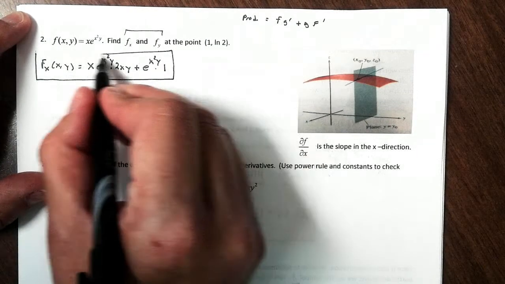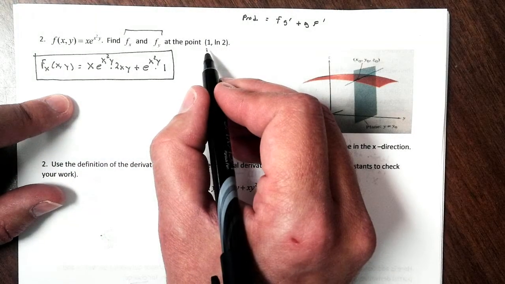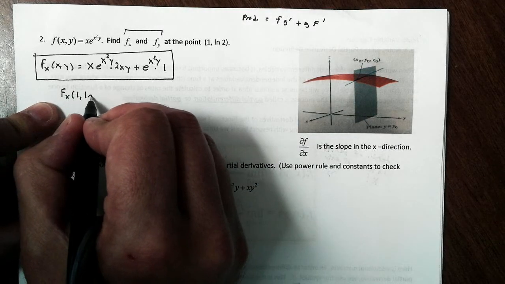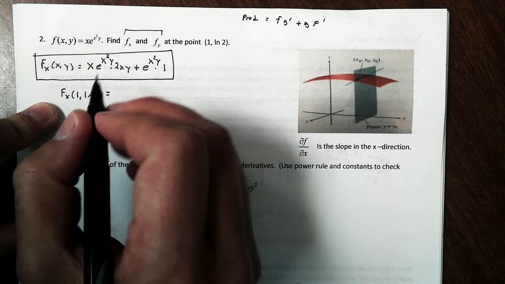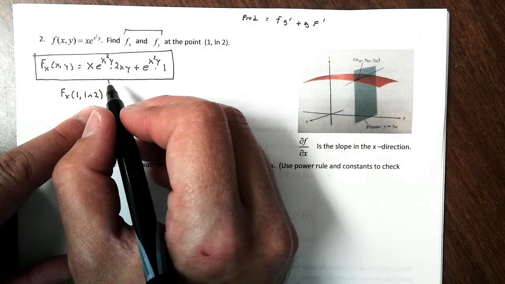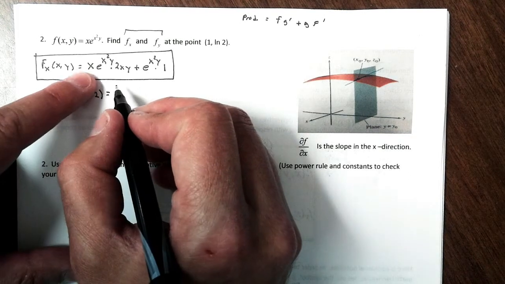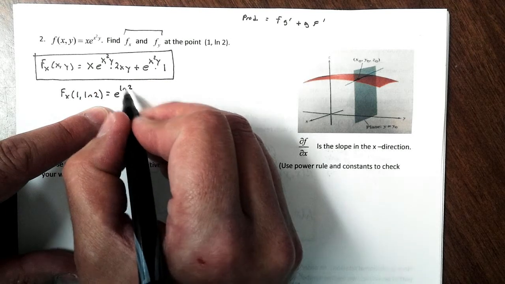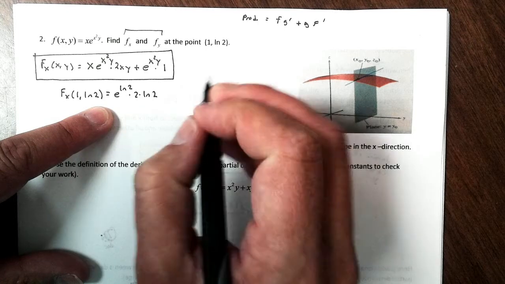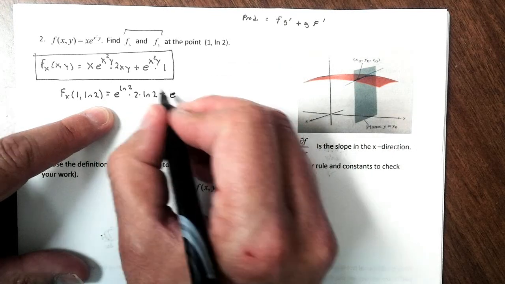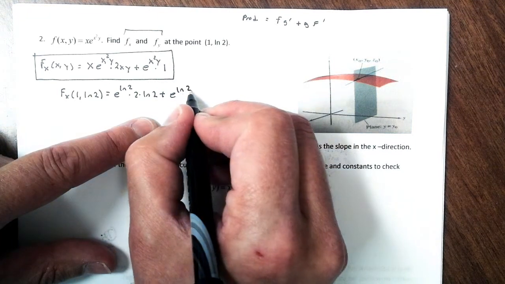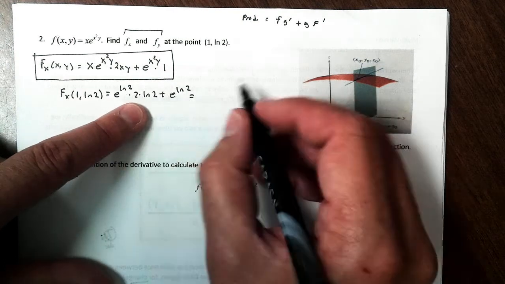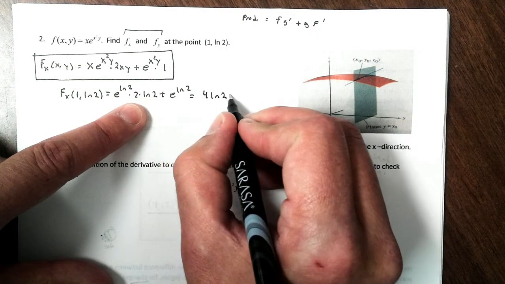That's pretty nasty. Okay? They do want me to find the slope at (1, natural log of 2). So I'm going to go ahead and evaluate that. If we plug this in, x is just 1. This becomes e to the natural log of 2 times 2 times natural log of 2, plus e, again x is just 1, to the natural log of 2. And if we simplify this, e to the natural log of 2 is 2. So we're going to get 4 natural log of 2 plus 2.